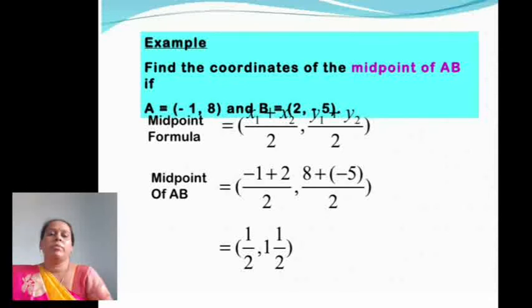Application of the midpoint formula: point A, x1 y1, is given as minus 1, 8, and point B, x2 y2, is given as 2, minus 5. By using the midpoint formula, the x coordinate is x1 plus x2 upon 2 and the y coordinate is y1 plus y2 upon 2. Minus 1 plus 2 upon 2, and y1 is 8, y2 is minus 5, so 8 minus 5 upon 2. Those values are 1 by 2 and 3 by 2. The mixed fraction of 3 by 2 is 1 complete 1 by 2. These are the coordinates of the midpoint of points A and B.